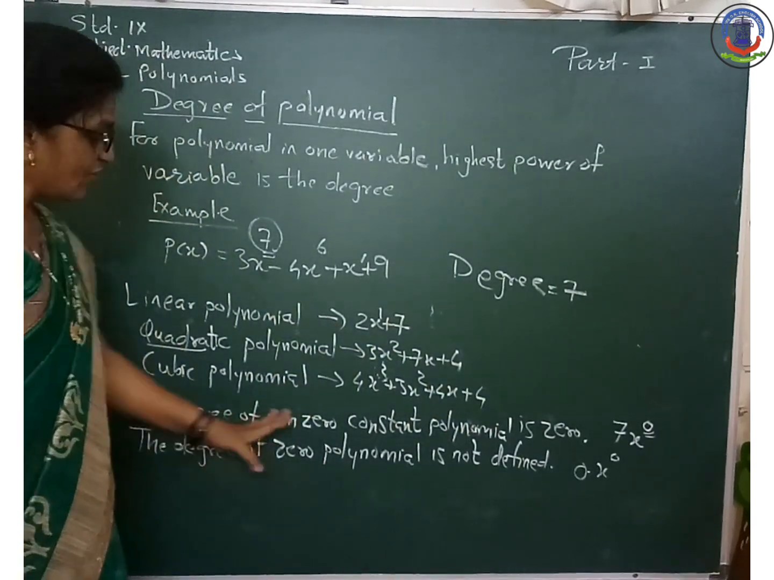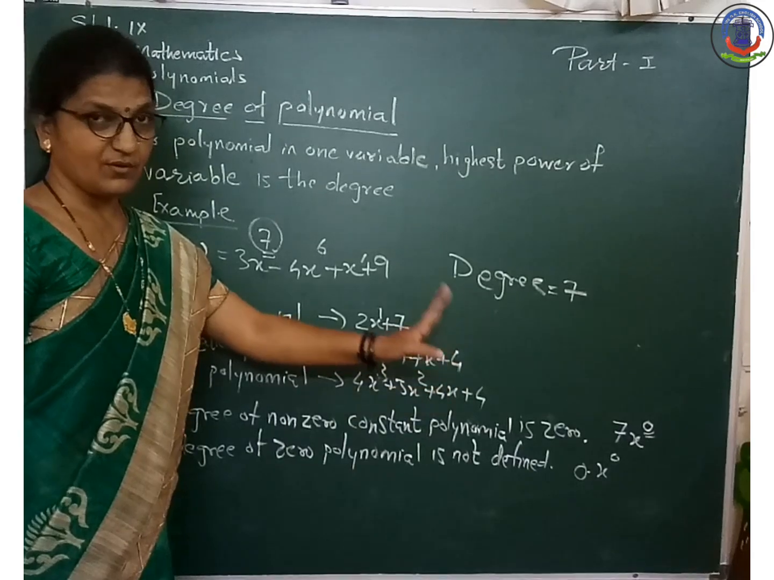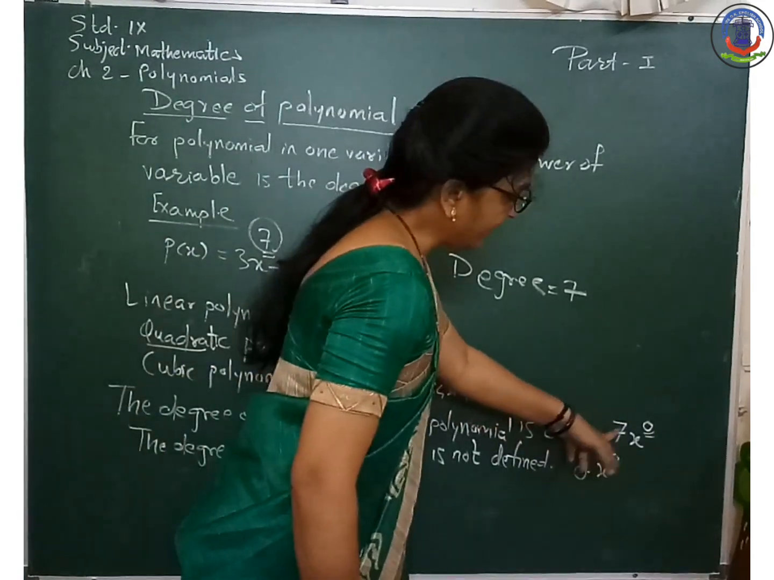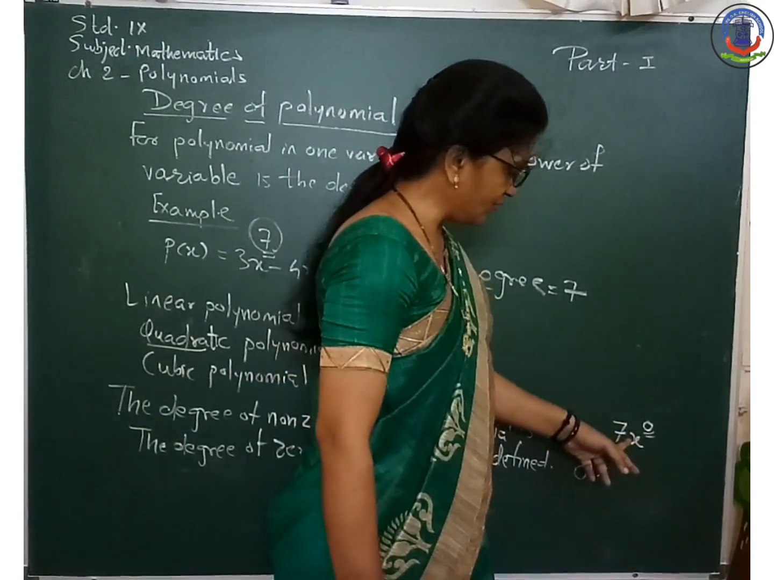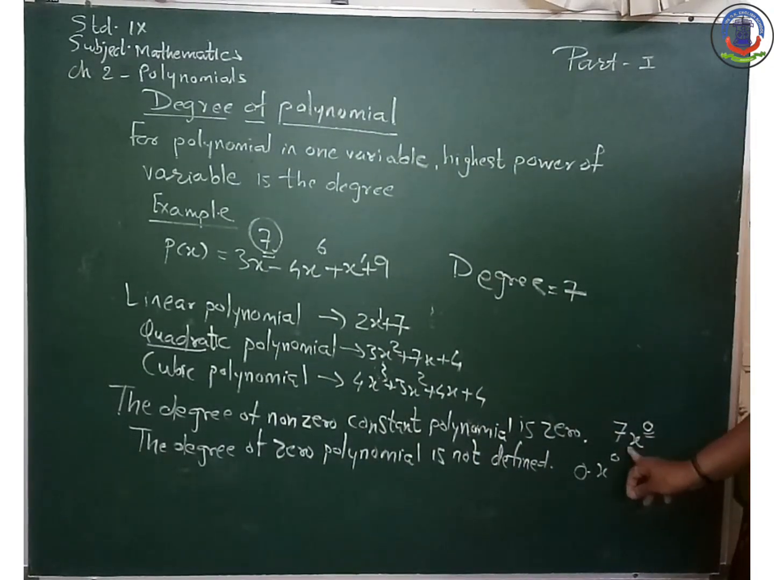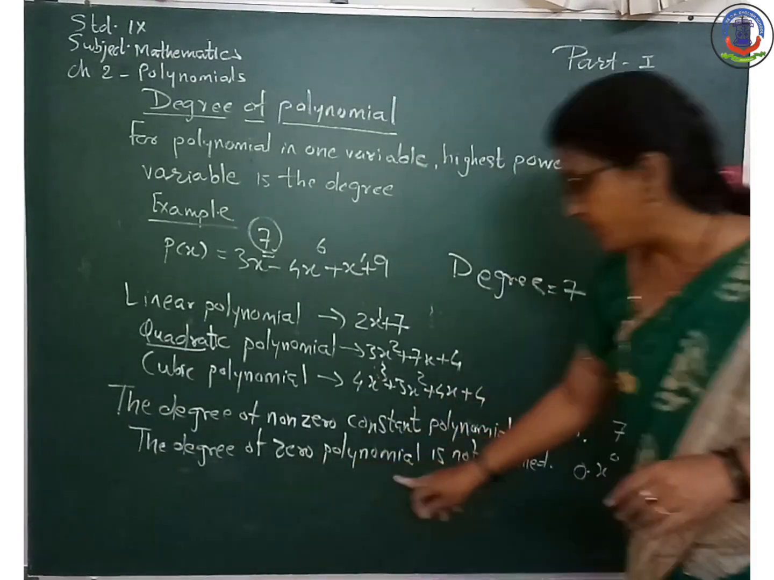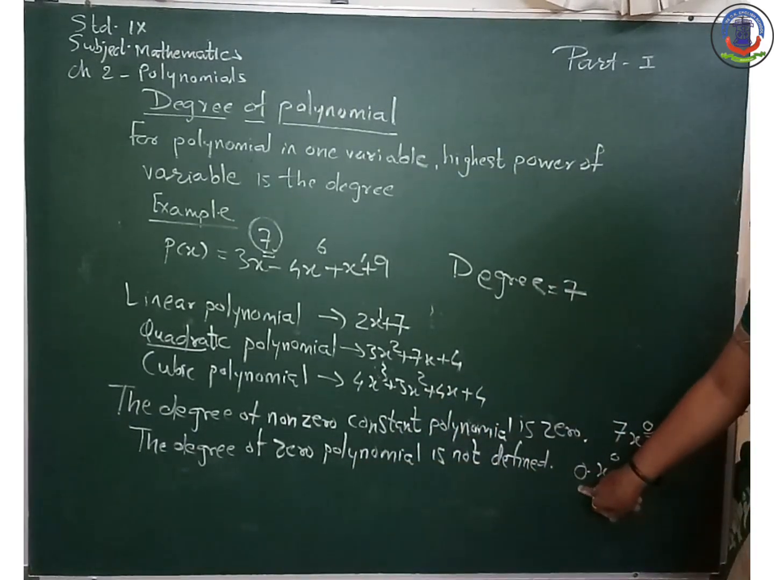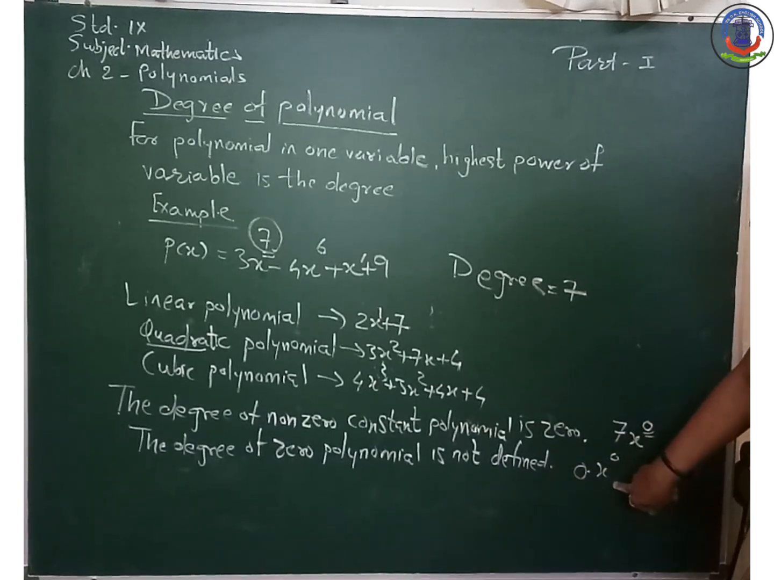Next, the degree of a non-zero constant polynomial is 0. Here the number given is 7. We can write it as 7 into x raised to 0. We know that x raised to 0 is equal to 1. Therefore the degree of this polynomial is 0. As for the degree of the zero polynomial, if only the number 0 is given, that is not defined.